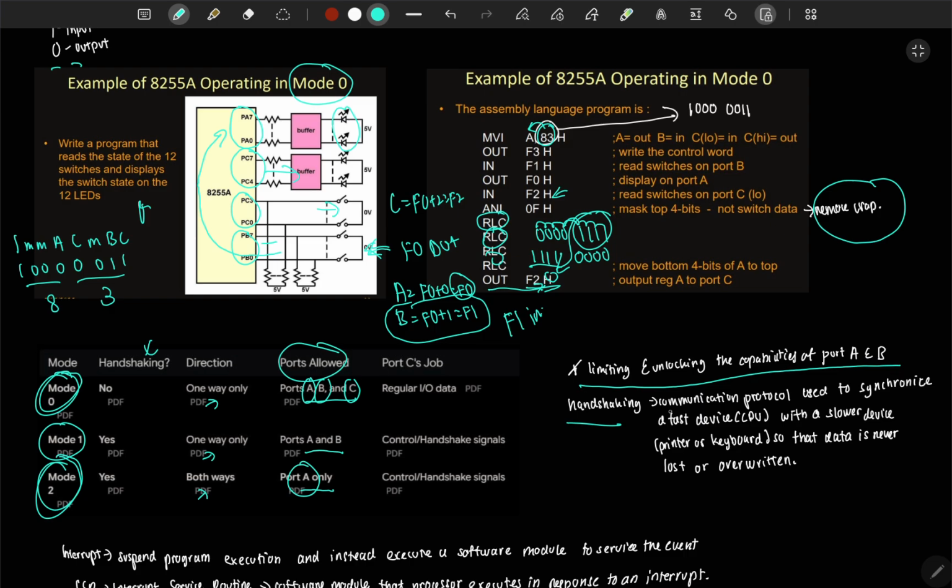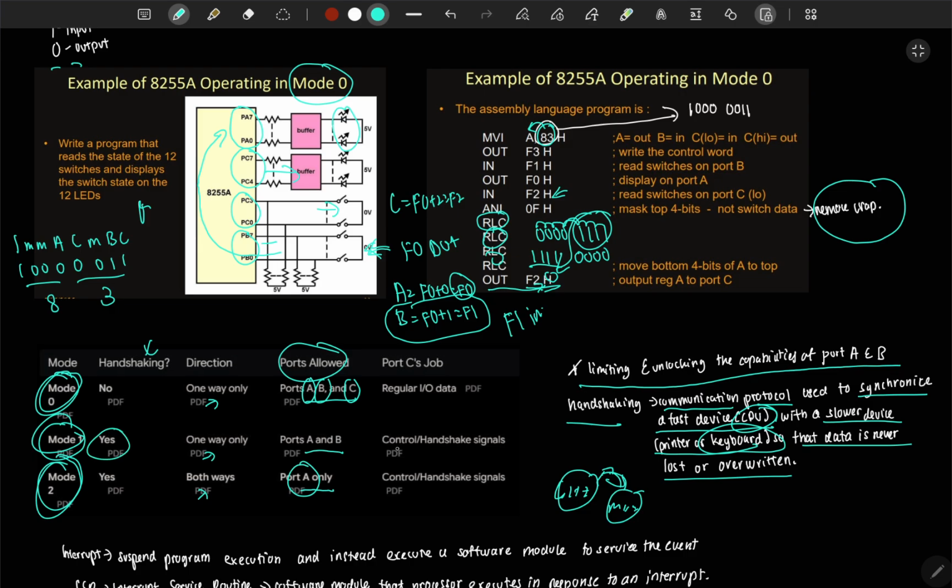Now what's handshaking? Handshaking is declared as a communication protocol used to synchronize a fast device like a CPU with a slower device like a printer or keyboard so that the data is never lost. So our CPU is running in gigahertz. Maybe our keyboard is running in megahertz. Now gigahertz is faster than megahertz, so the data traveling could be missed. In order not to miss, we need to have handshake.